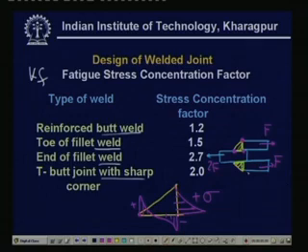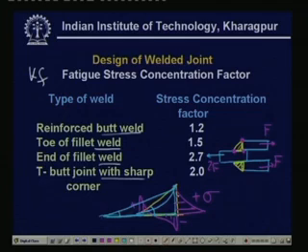There are various ways to decrease the stress concentrations. One is by making this shape a concave profile, or by increasing the leg distance. Normally this is a 45-degree angle, but if we decrease this angle, that is, make this larger than that, then the stress concentrations may be reduced.